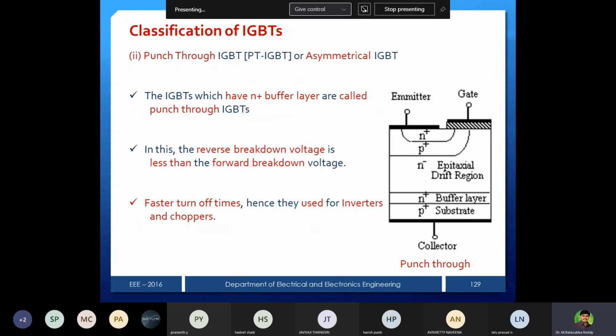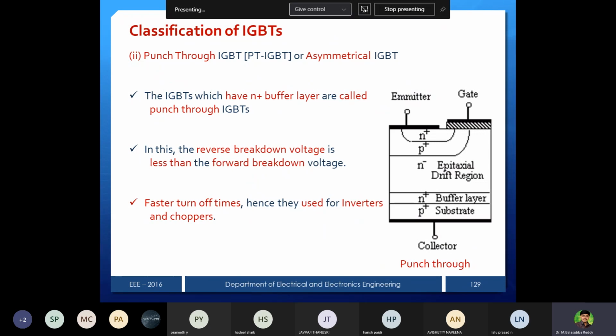Another one is the punch through IGBT. This is also called asymmetrical. Asymmetrical means the N+ buffer layer is present, and the forward and reverse voltages are different.